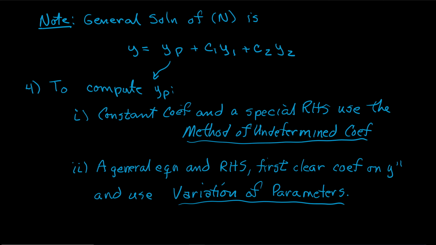If you have a situation where you have a solution and a right-hand side that's not one of those special right-hand sides referred to in part 1 here, first make sure that the coefficient on y double prime is 1 and use this method of variation of parameters, which we just took a look at.